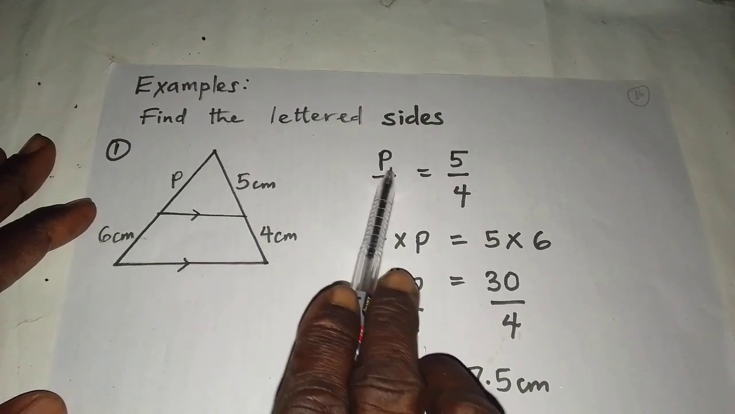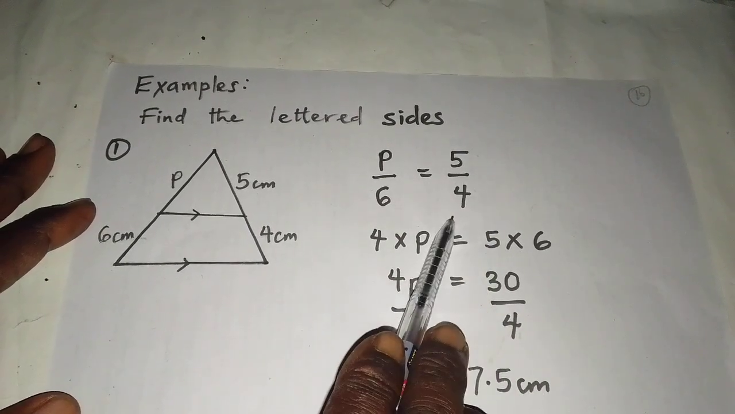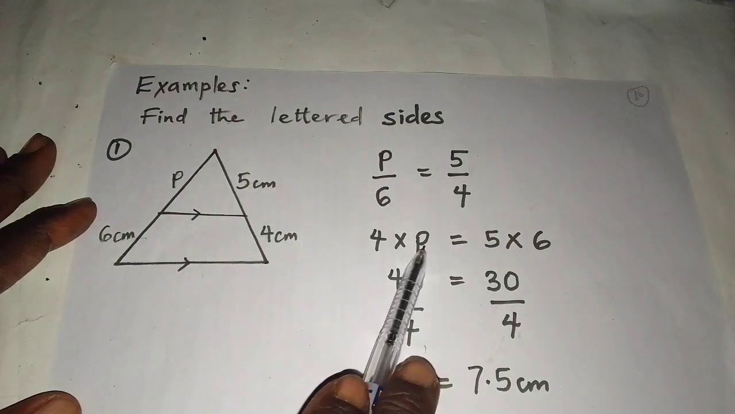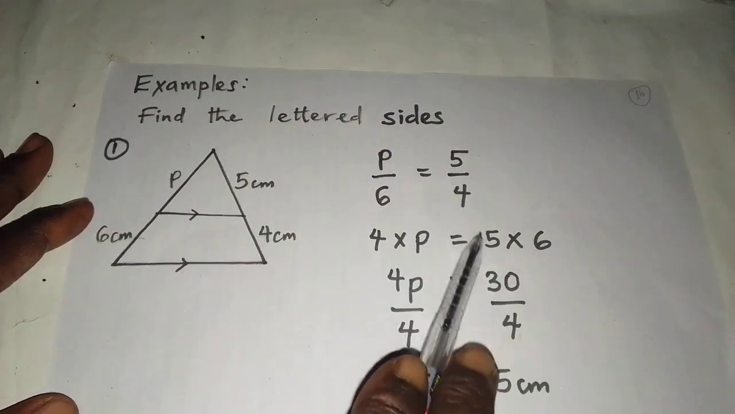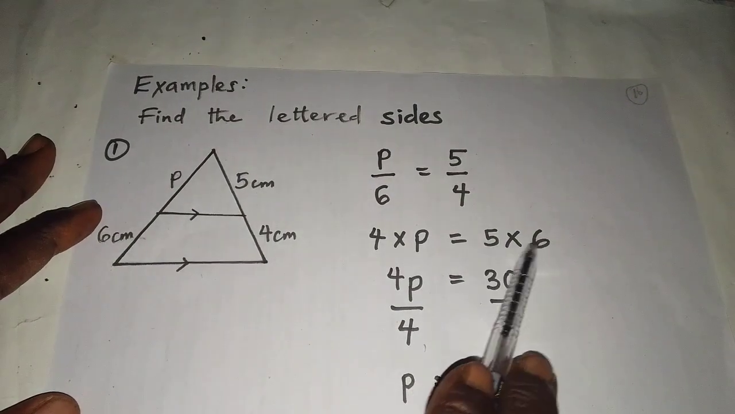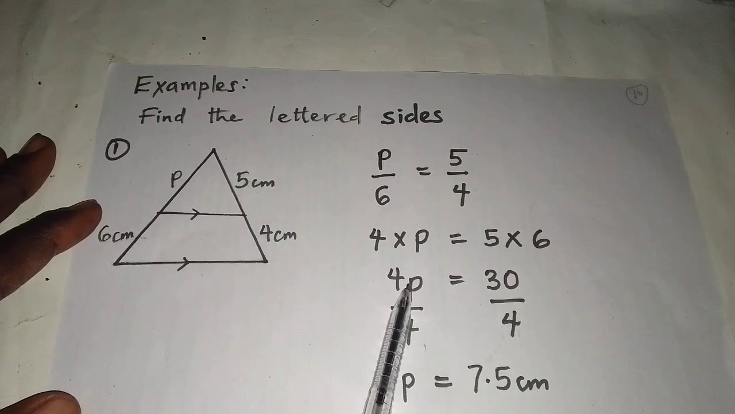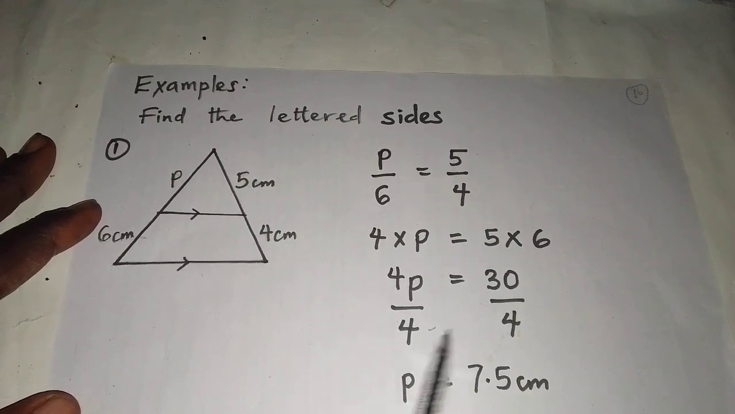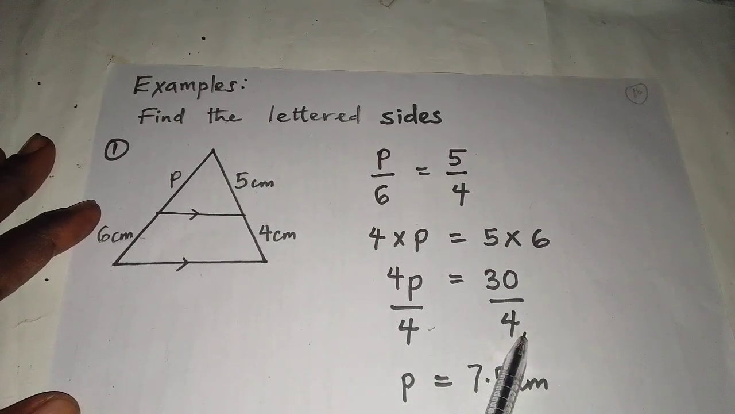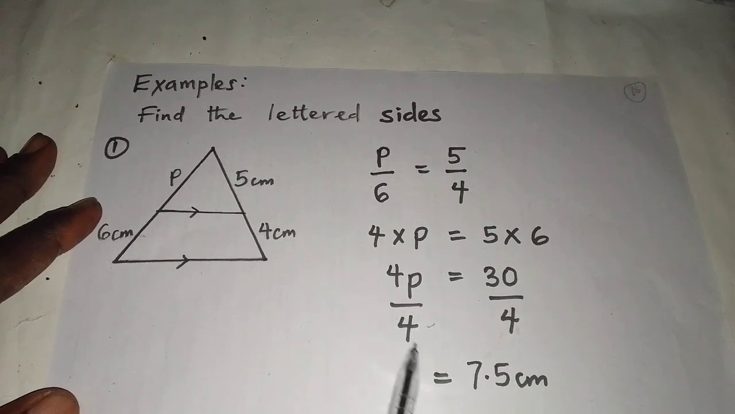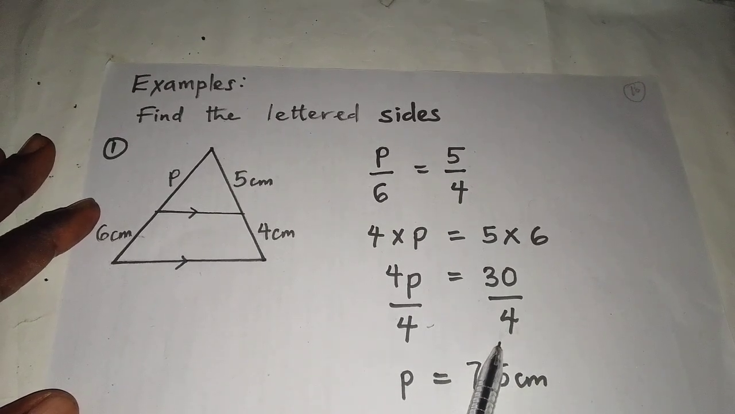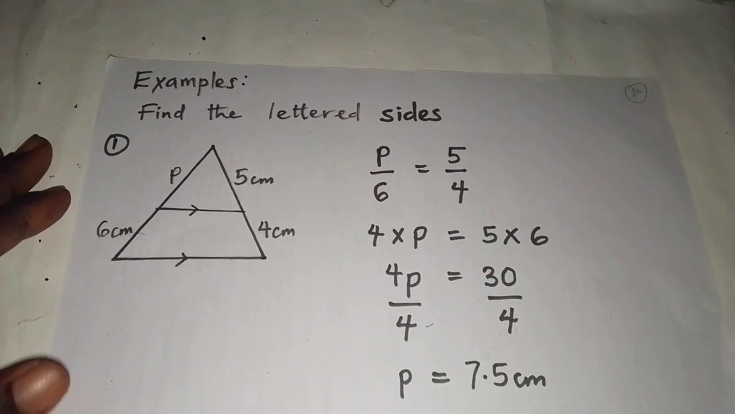From here you are going to cross multiply. So 4 times P gives us 4P is equal to 5 times 6, which is 30. To get P, you will divide both sides by 4. When you divide both sides by 4, you are left with P on this side. 30 divided by 4 will give us 7.5 centimeter.